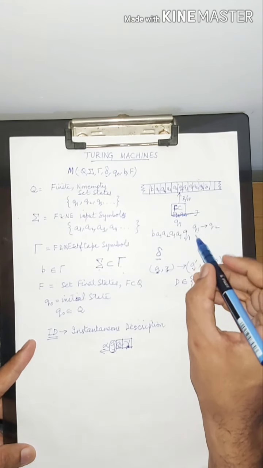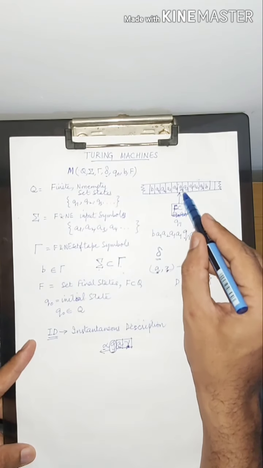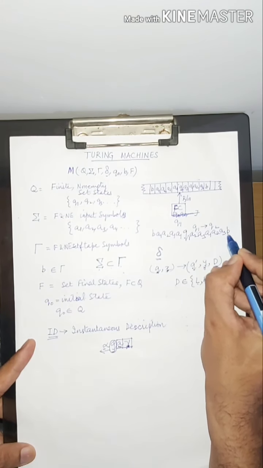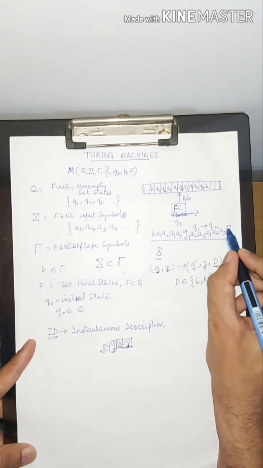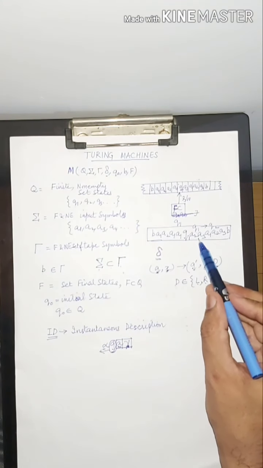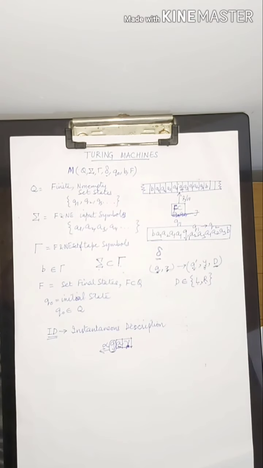So Q1 is, let us suppose, the state, and after it you have A2 and then A3, A1, A2, A3 and B. So this string is the instantaneous description. So the instantaneous description is the current status of the machine. As your machine moves ahead, it will be described by the instantaneous descriptions. So for better understanding, we take an example.